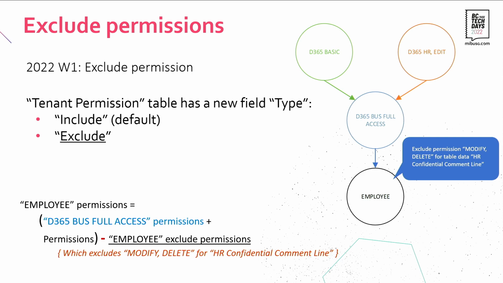So when you add permissions, if you change the type to exclude, now suddenly you're subtracting permissions instead. For instance, in this example here, you have the D365 Basic, the HR Edit, full access, and then in the employee permission set, you exclude the permissions to modify and delete for the table data HR confidential command line. Now, if this is the permission set that you assign to the employee, that employee can no longer modify and delete from this table.